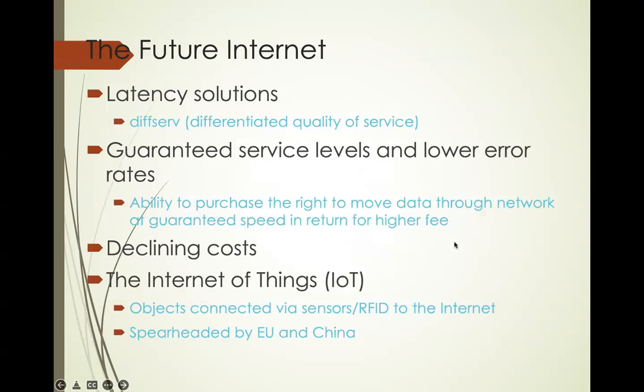For the future internet, they try to solve the problem of latency. For the latency solution, they try to have DiffServ, that is differentiated quality of service. Some businesses may not need to use, like, the high latency. Somebody said that, okay, low latency is okay for them. So it's differentiated quality of service according to the plan that you would like to have.